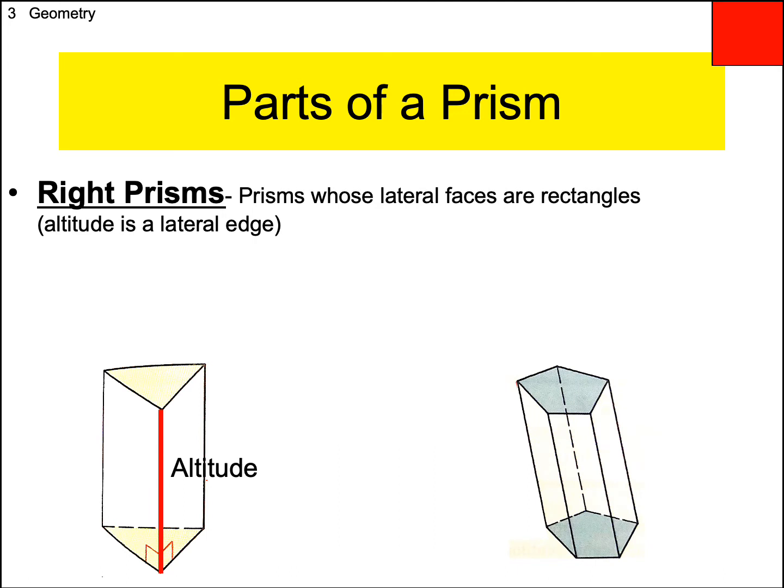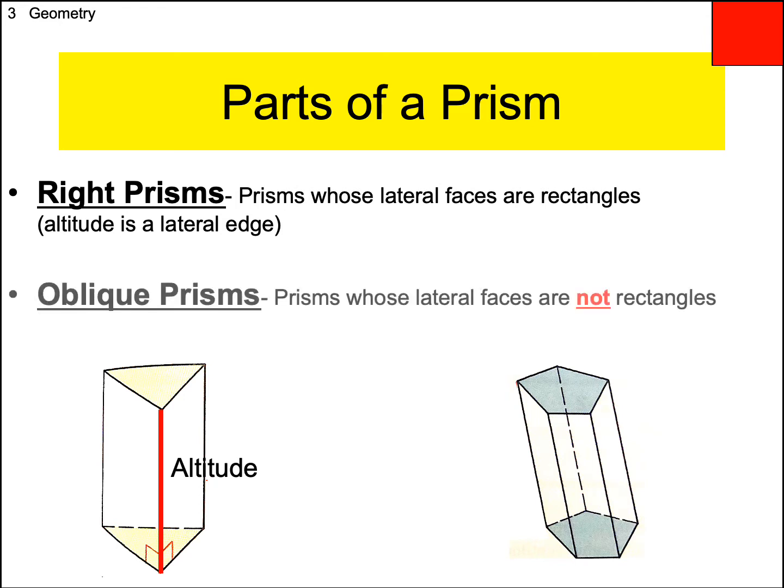So I have a right prism on the left, and I have a non-right prism on the right. Okay. So notice that the edges of the non-right prism do not measure the altitude. The altitude would be the perpendicular distance between the bottom base and the top base. Okay, so we do have a name for the non-right ones. They are called oblique. Oblique.